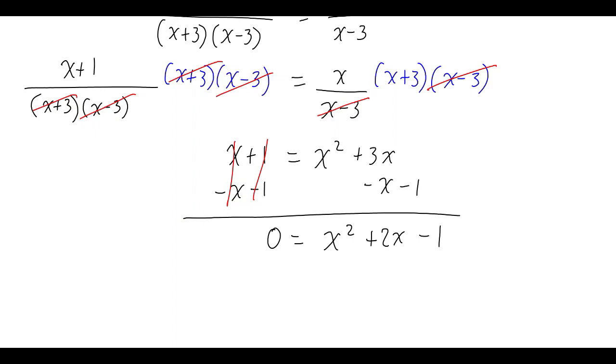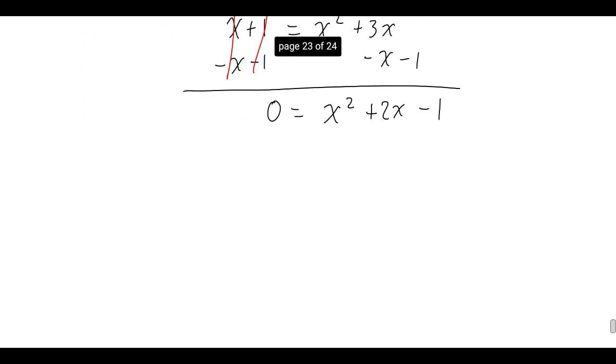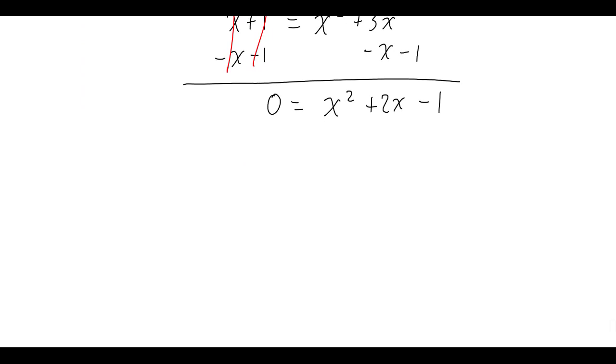Alright, so this is not going to be factorable, so I'm going to have to do something else. I'm going to resort to the quadratic formula. Okay, so to remind you how the quadratic formula looks, x equals negative b plus or minus the square root of b squared minus 4ac, over 2a. Now this looks uglier than it actually is.